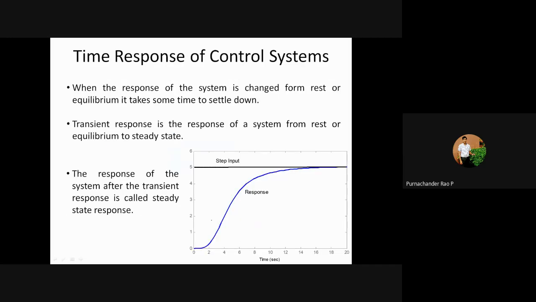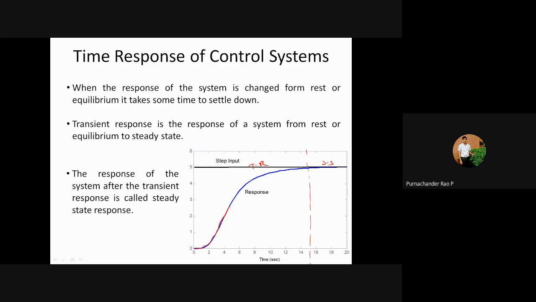If you take any first order system, the response is gradually increasing, an exponential rise. Up to this particular point there is a change in the output, so this response is known as the transient response, and here this is called the steady state response.